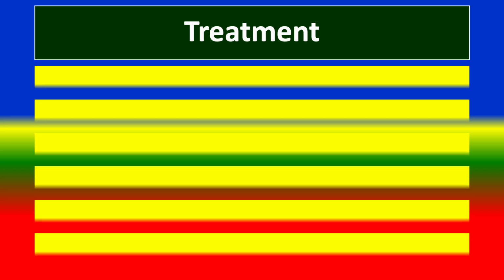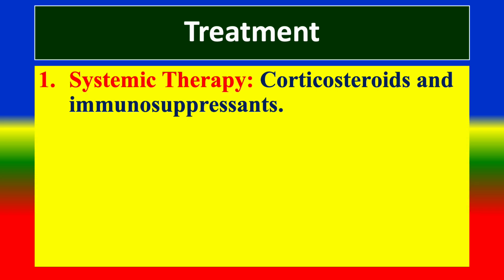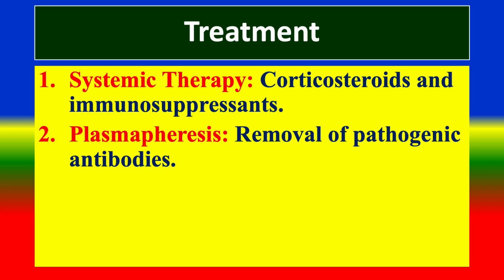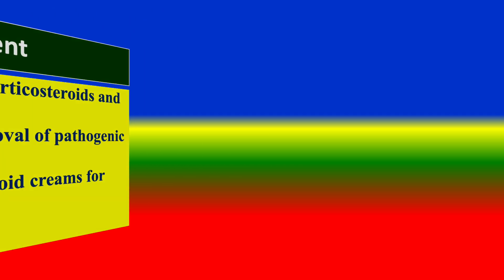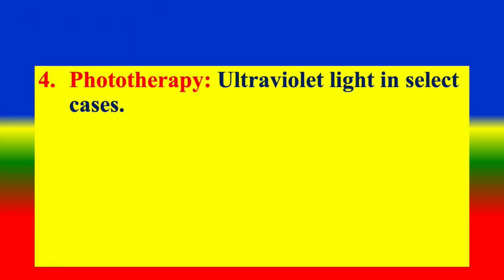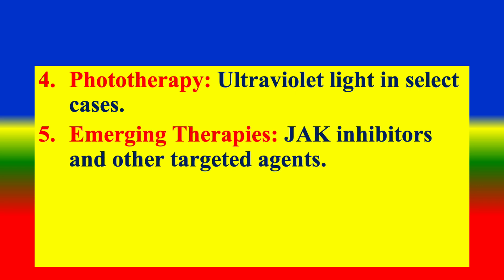Treatment options: 1. Systemic therapy, corticosteroids and immunosuppressants. 2. Plasmapheresis, removal of pathogenic antibodies. 3. Topical therapy, steroid creams for localized lesions. 4. Phototherapy, ultraviolet light in selected cases. 5. Emerging therapies, JAK inhibitors and other targeted agents.